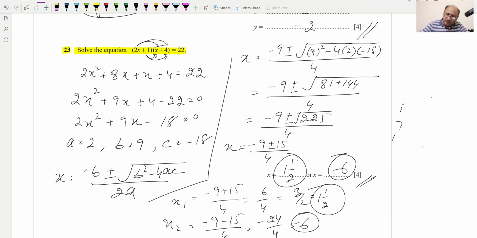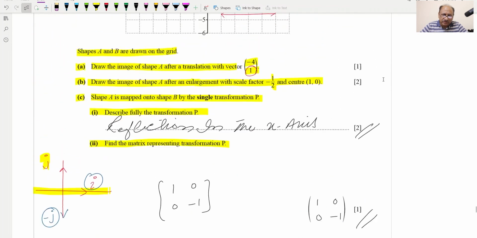I'm erasing this rough working which we have done on the side. So we are done with the paper. Hopefully you understood each and everything.